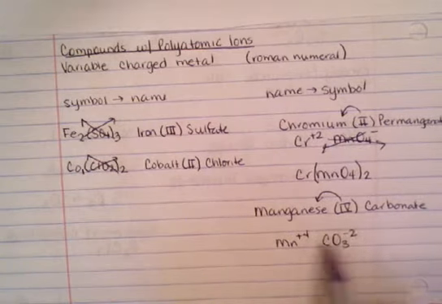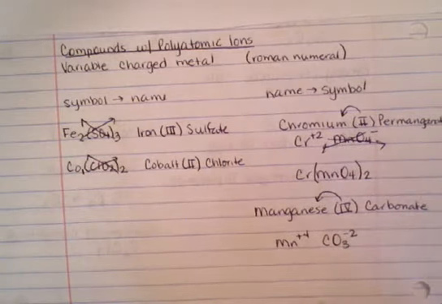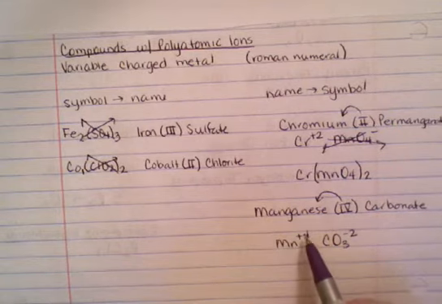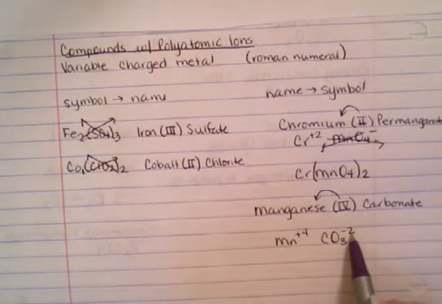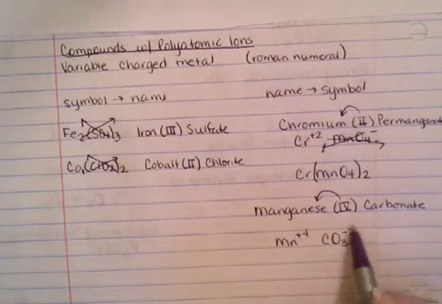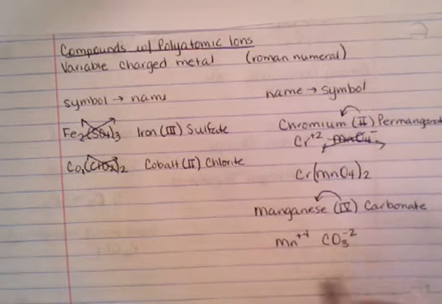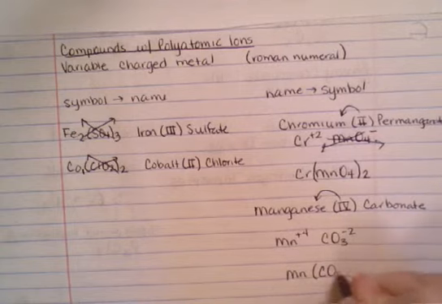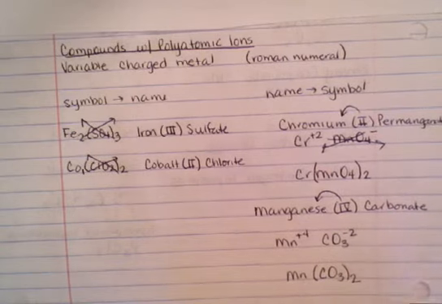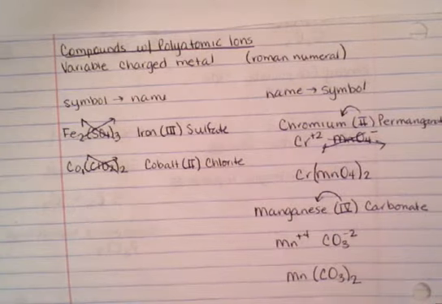Uh-oh, we notice that they're different, but they're multiples of one another. So when they're multiples of one another, you say, okay, this is a 4. Now, what do I have to multiply 2 by to get 4? We have to multiply by 2. So I'm going to need 2 more of the CO3s. So this is going to be Mn(CO3)2. It's really not as hard as it sounds.